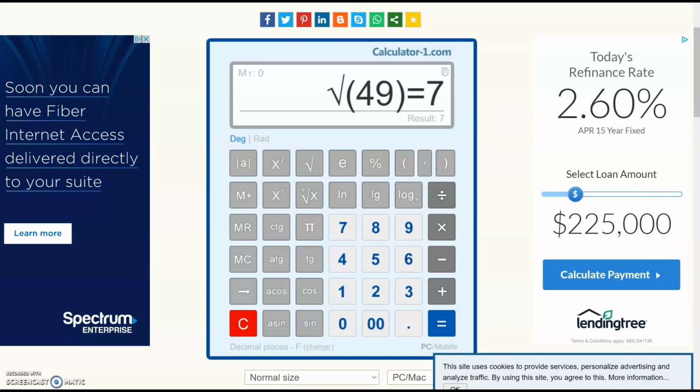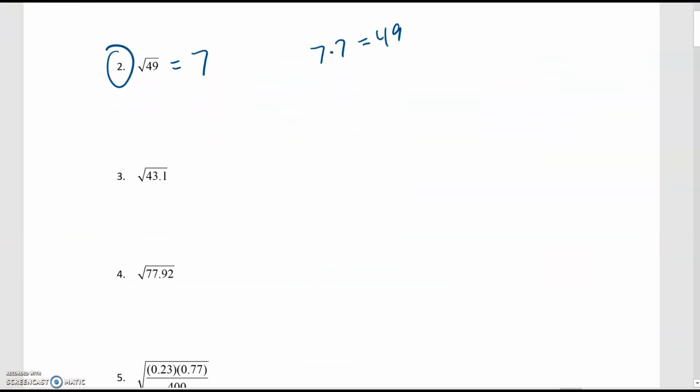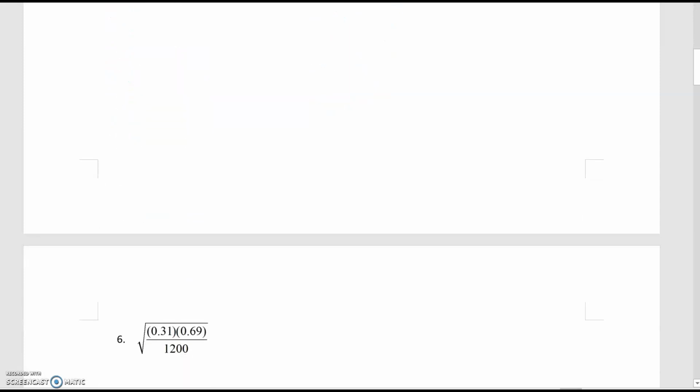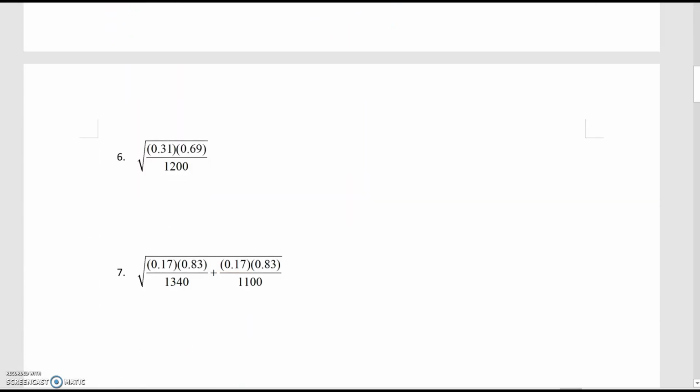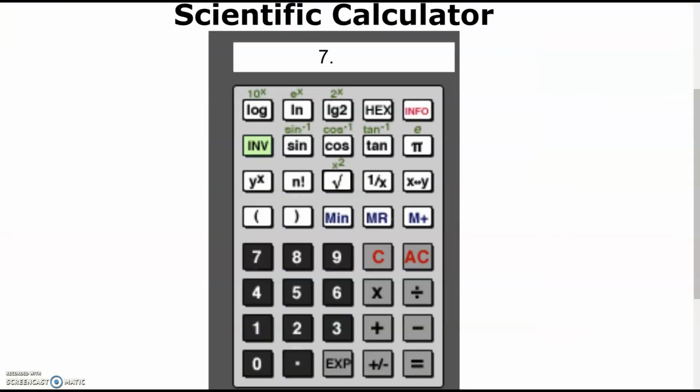All right, let's do another example. Let's do one where you have to do a little bit more calculations. Like for example, number 6, right here. Okay, so we have 0.31 times 0.69 divided by 1,200 on a basic calculator. First of all, press clear. Just type in the inside part first.